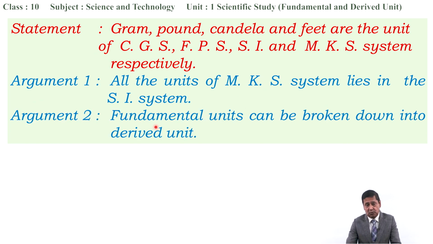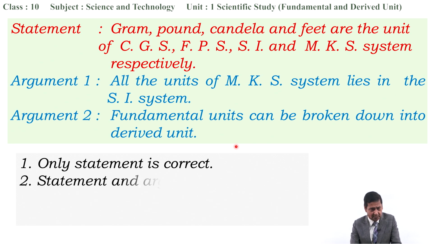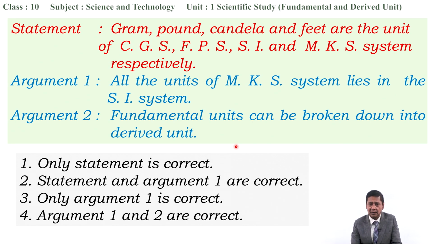Now argument 2: fundamental units can be broken down into derived units. Is this correct? After the evaluation of this statement, argument 1 and argument 2, you have to select one of the options among these 4. Let's start with the first option: only statement is correct. Is it? Look at the statement. Gram, pound, candela and feet are the unit of CGS, FPS, SI and MKS system respectively.